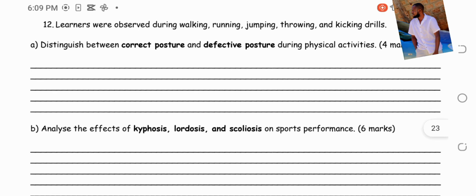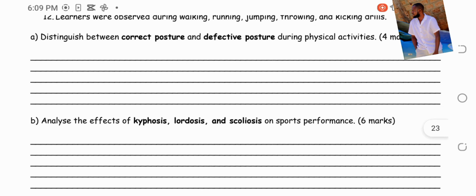Analyze the effects of kyphosis, lordosis, and scoliosis on sports performance. Kyphosis, we say, is a rounded back effect. Then lordosis, an inward lower back curve. Then scoliosis involves a sideways curve.